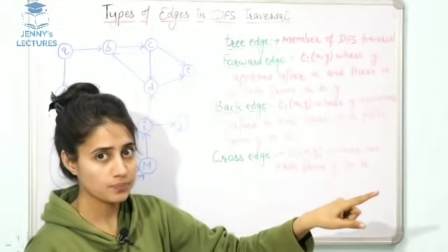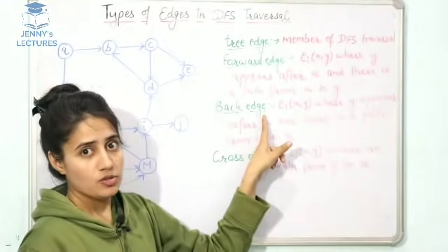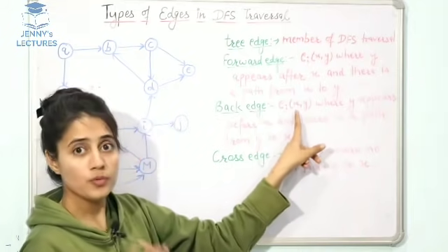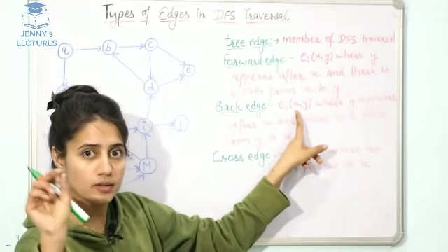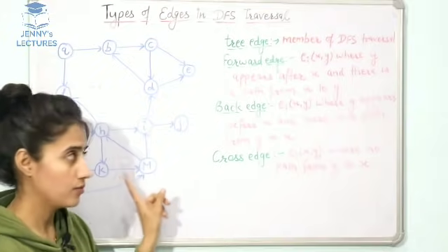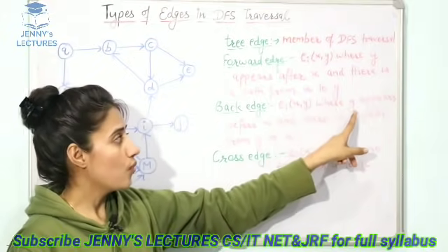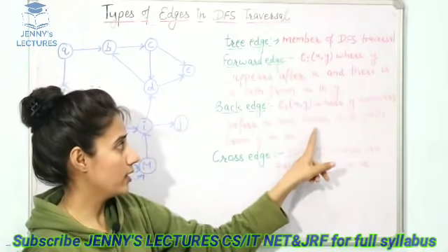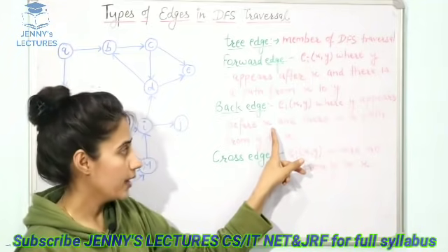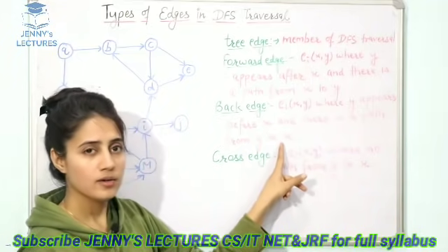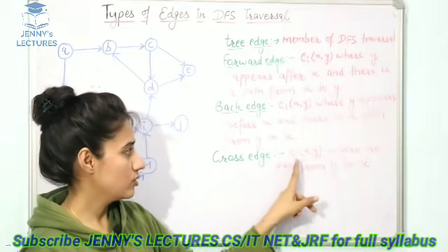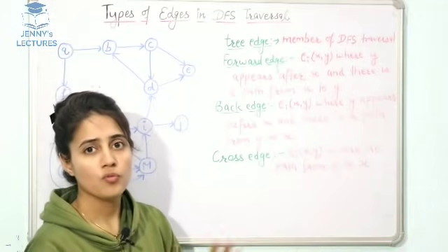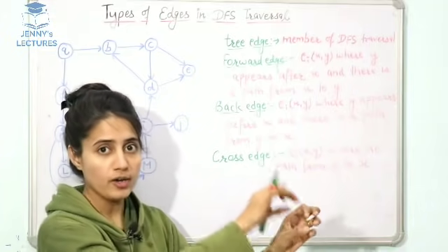x to y. What is a back edge? As the name suggests, backward edge. Any edge from x to y, I am talking about a directed graph, where y appears before x. See, in a forward edge y appears after x, and in a back edge y appears before x and there is a path from y to x. And what is the cross edge? Any edge from x to y would be a cross edge where there is no path from y to x. You cannot come from y to x.